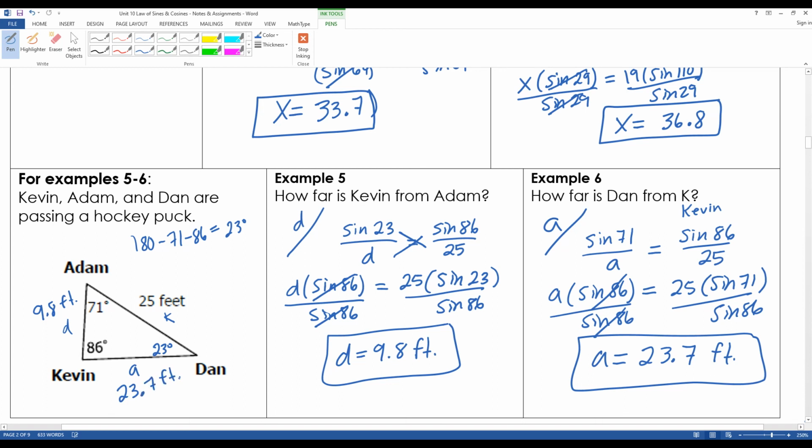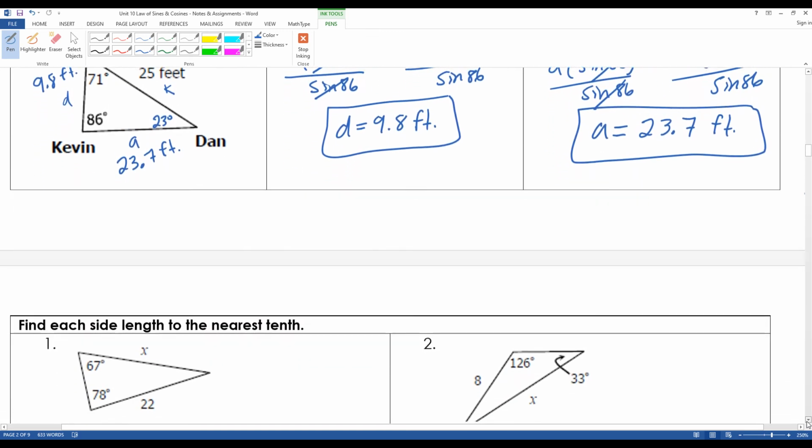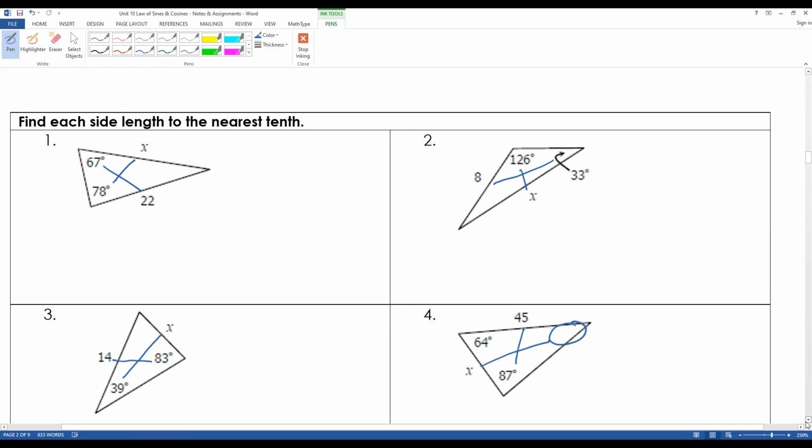All right, let's go look at your assignment. Notice on number 1, you have an angle and the side that matches with it, and you have the side you're looking for and its angle, so that's good. Nothing else you need to do. 126 goes with X. The angle 33 goes with 8. You're good. 3, we have side 14 with 83 we can use. Angle 39 with X we can use. 4, X goes with, we need to find that angle. And then you can use the ratio.